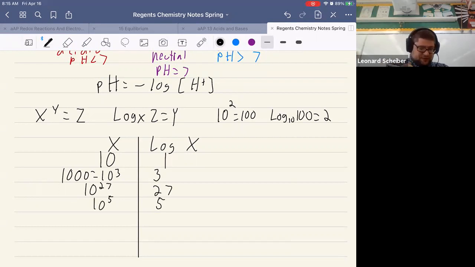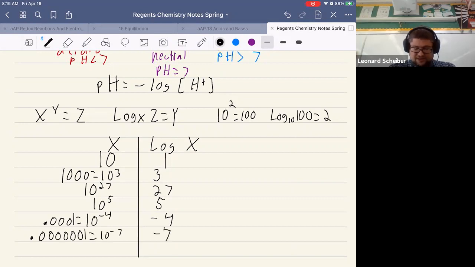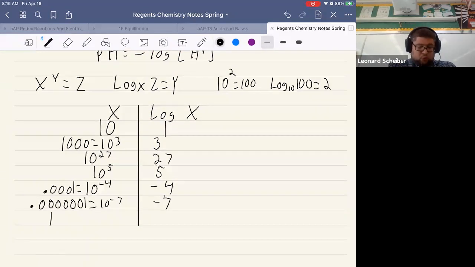Let's talk about decimals for a second. 0.0001 actually equals 10 to the minus 4, so the log of 10 to the minus 4 is just minus 4. 0.0000001 is going to be equal to 10 to the minus 7, so the log is minus 7. And the last conversion I wanted to show you is if we had 1, that equals 10 to the 0, so the log of that is just 0.